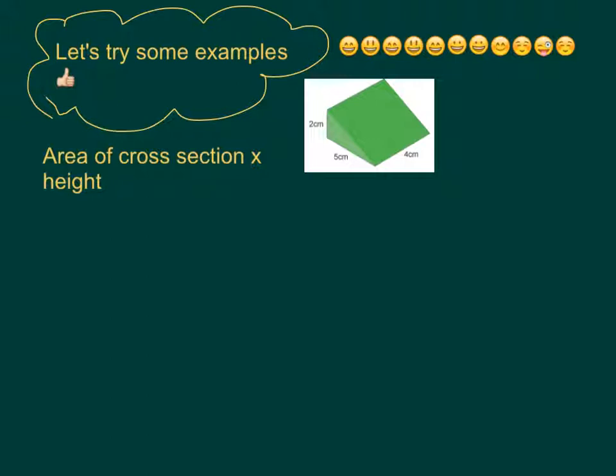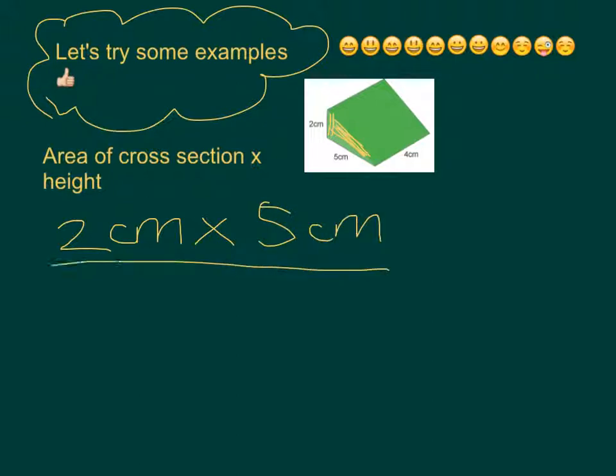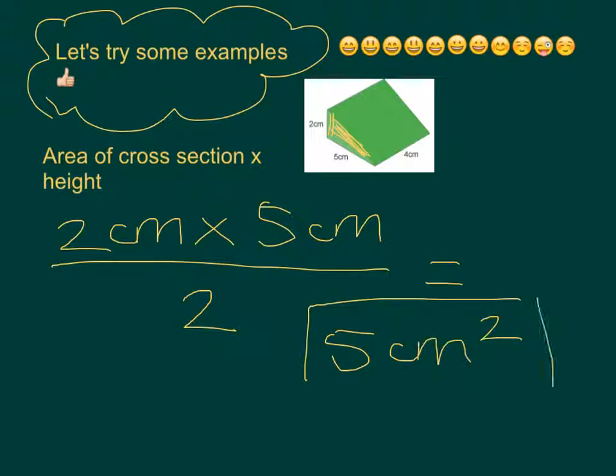Now, in this instance, the cross section is here. So we have got 2 centimetres times 5 centimetres divided by 2, which gives us 5 centimetres squared. Now that answer is the area of our cross section.